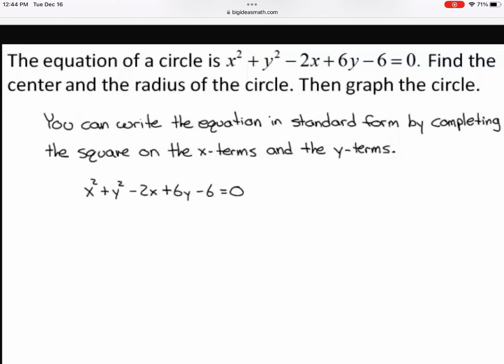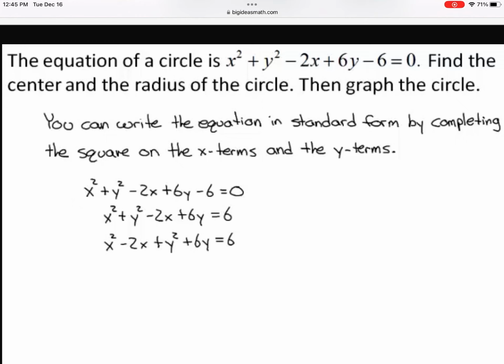X squared plus y squared minus 2x plus 6y minus 6 equals 0. Then add 6 to each side to get x squared plus y squared minus 2x plus 6y equals 6. Next, group the x terms and the y terms on the left side to get x squared minus 2x plus y squared plus 6y equals 6.